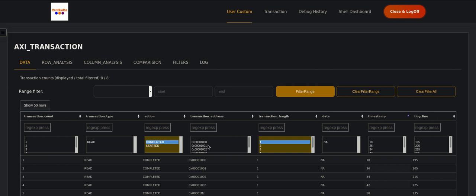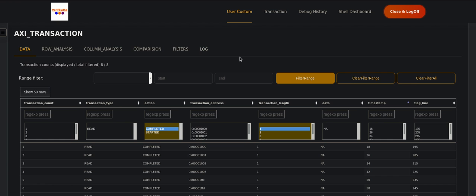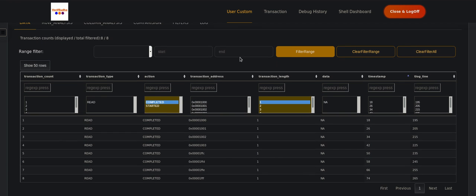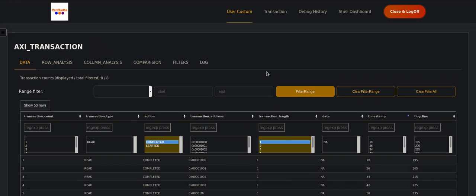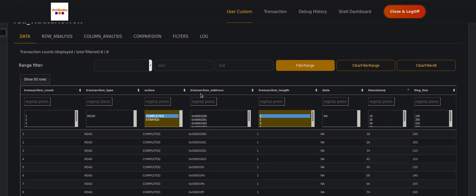So I have already loaded the AXI transactions for read in the Curiosity Transaction Analysis Dashboards. Here, the first thing we will look at is the AXI transactions, and this transaction indicates either the transactions issued by your high-level sequencing test bench or a software issued transaction.